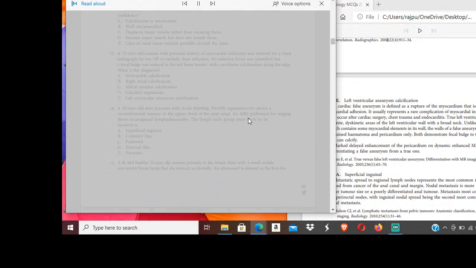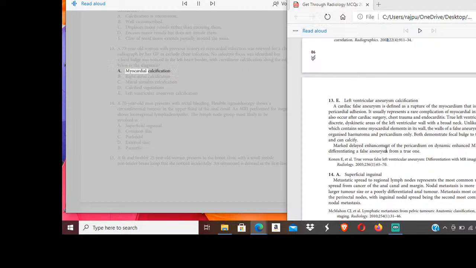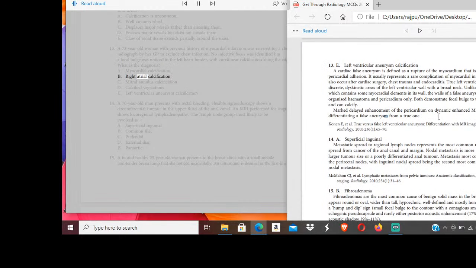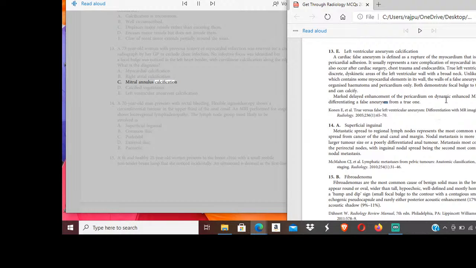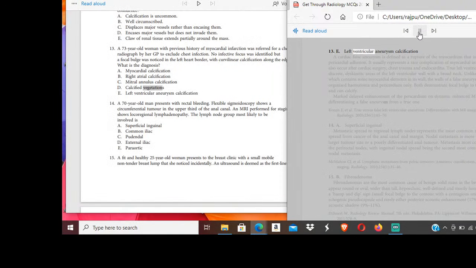13. A 73-year-old woman with previous history of myocardial infarction was referred for a chest radiograph by her GP to exclude chest infection. No infective focus was identified but a focal bulge was noticed in the left heart border, with curvilinear calcification along the edge. What is the diagnosis? A. Myocardial calcification. B. Right atrial calcification. C. Mitral annulus calcification. D. Calcified vegetations. E. Left ventricular aneurysm calcification.